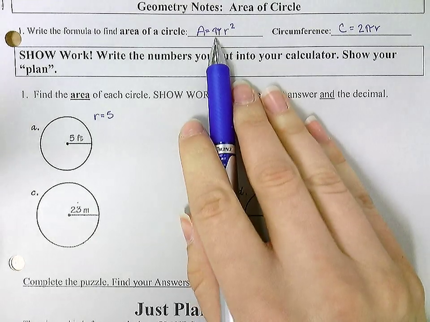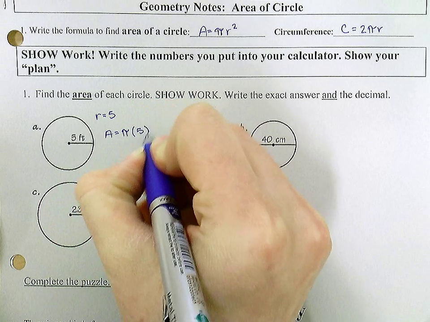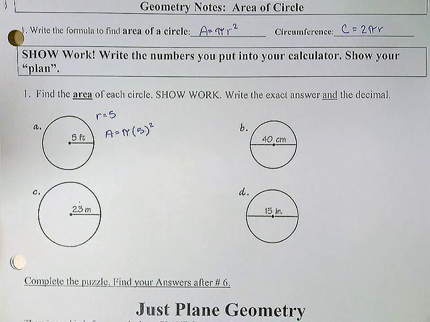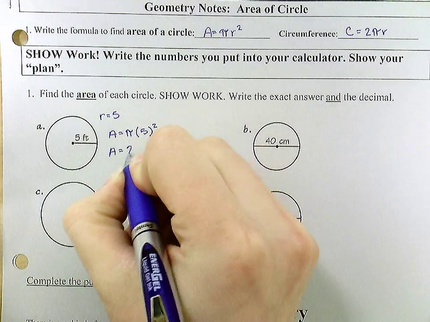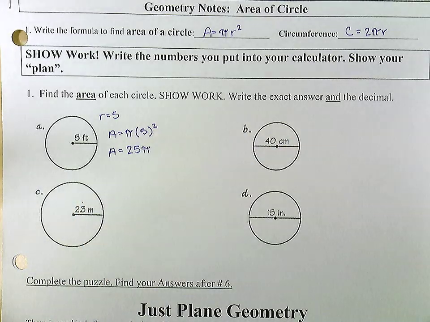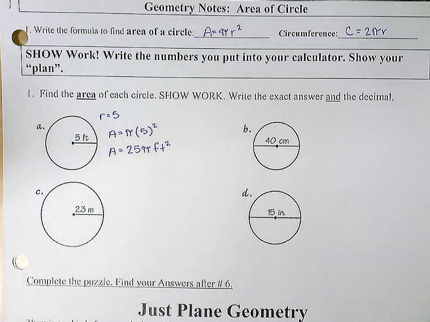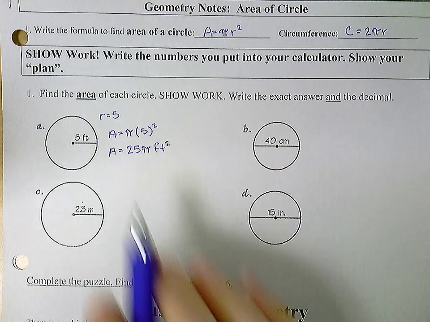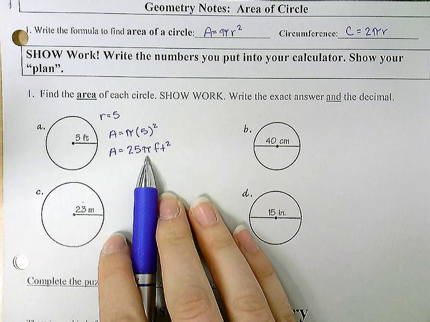So using our area formula, we have pi times r, so plug in 5, and that is squared. Now for your exact answer, don't multiply pi into that. You would have to just square 5, which is 25. Keep pi in your answer, and that would be feet squared. Okay, so that's your exact answer. Your decimal, you would just multiply 25 times pi, okay, into your calculator.